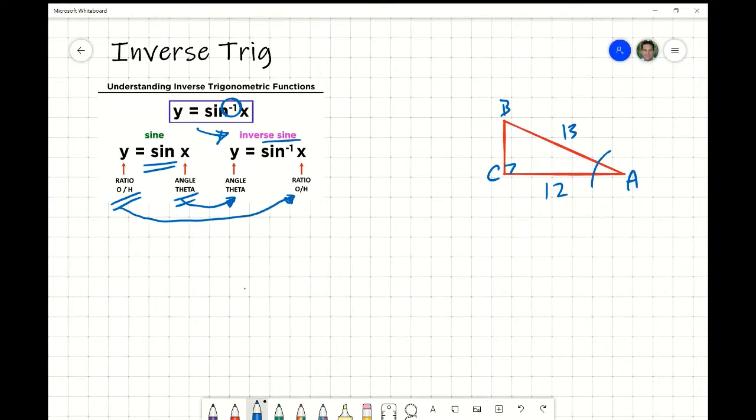So if you know the lengths of two sides as part of a right triangle, you should be able to choose the right inverse trig function in order to figure out what the angle is for the particular angle that we're trying to find. So in this case right here, it looks like in this triangle, we're trying to find angle A.